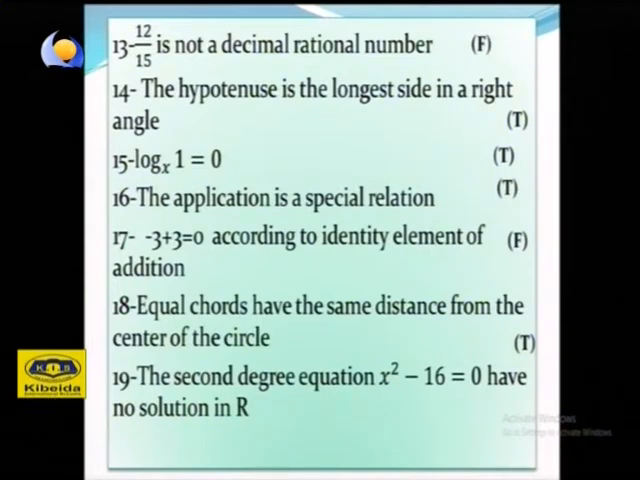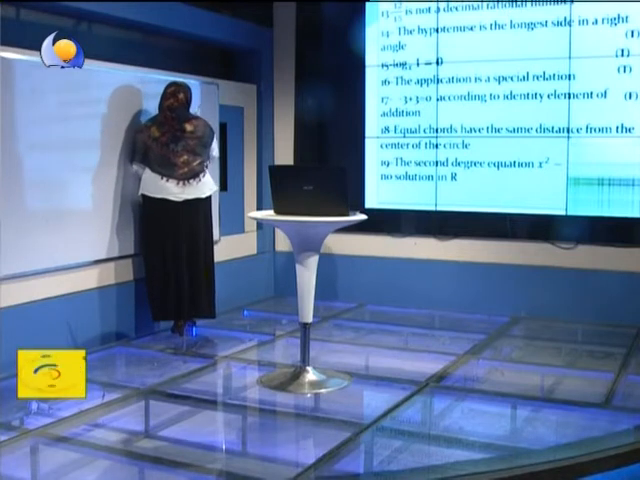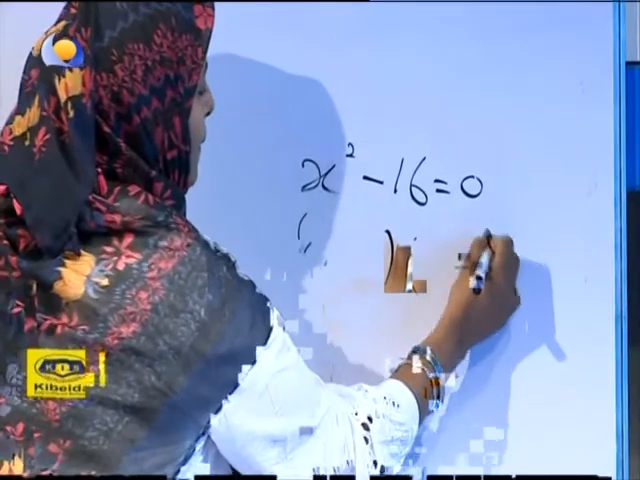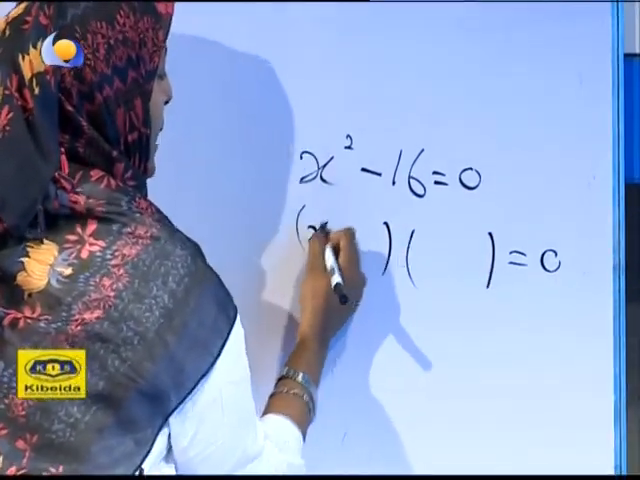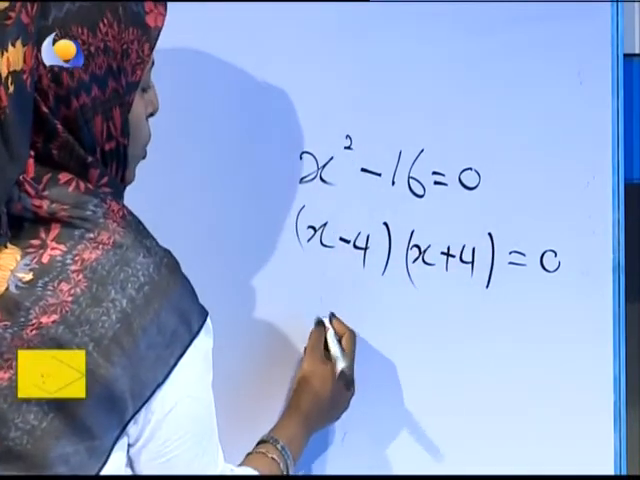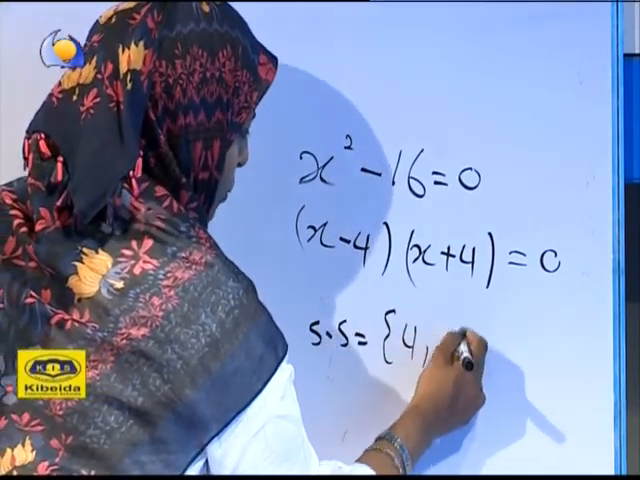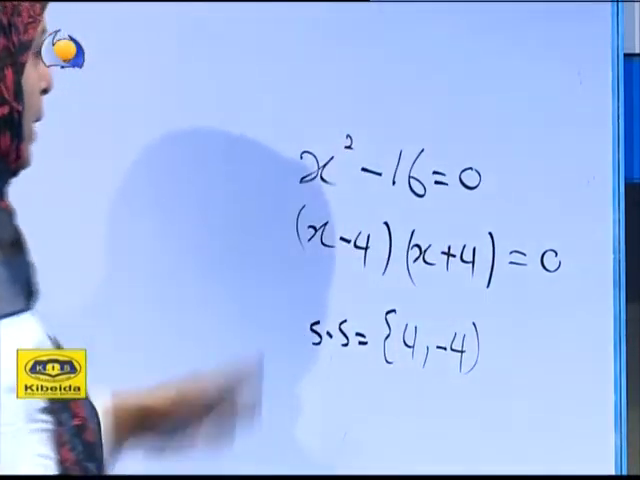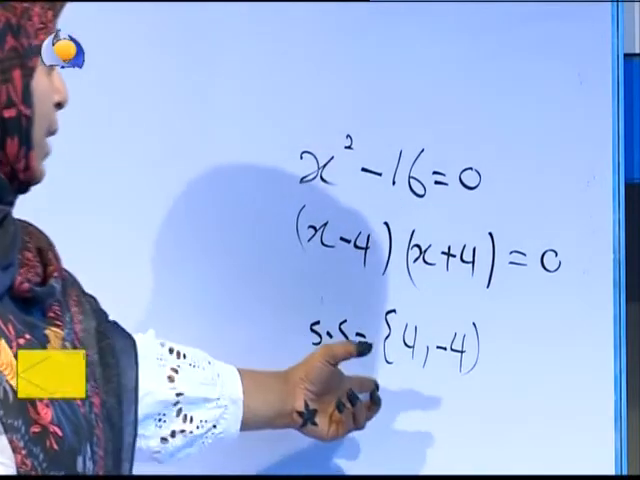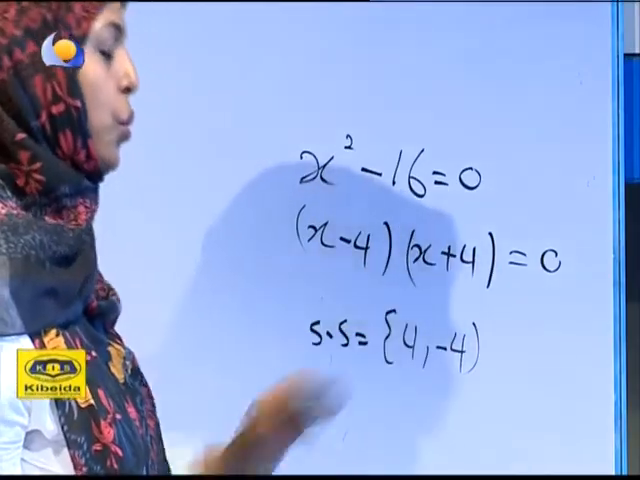If I have x squared minus 16 equals 0, if I want to find the values of x, I need to factorize first. So it is x minus 4 and x plus 4. So the solution set here is 4 and negative 4 after taking them to the other side. Either this one equals 0 or this one equals 0. It's clear that there is a solution set right here, and it belongs to real numbers.